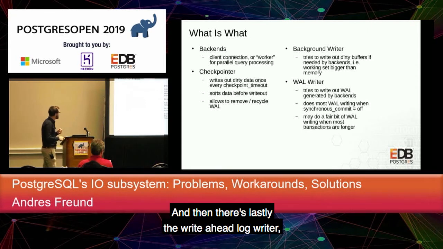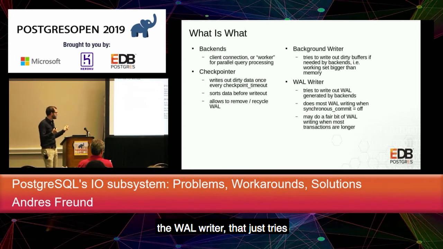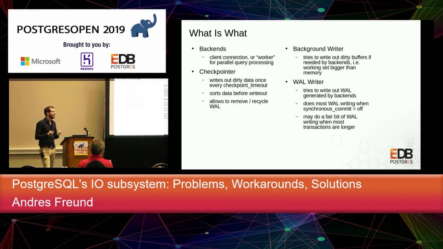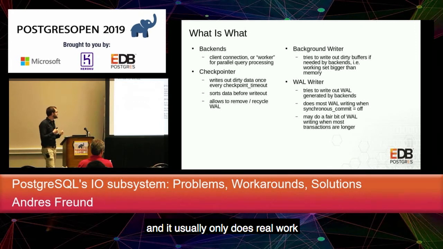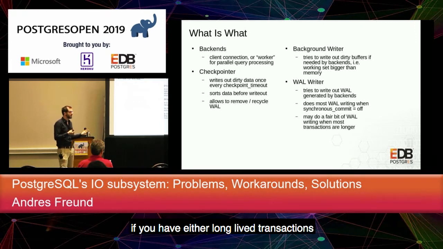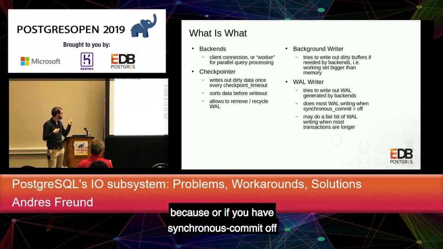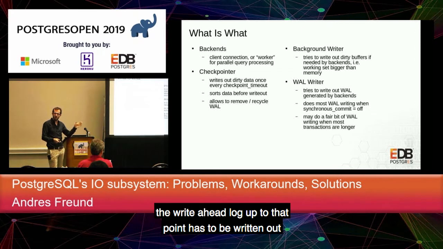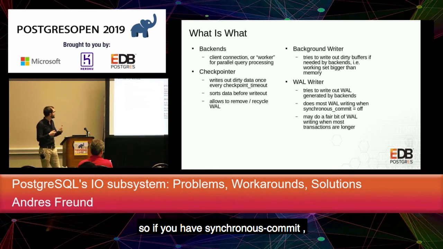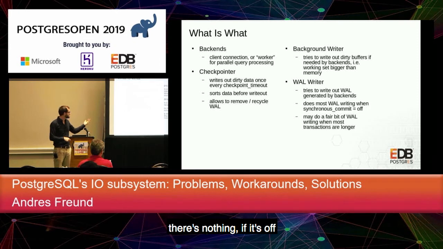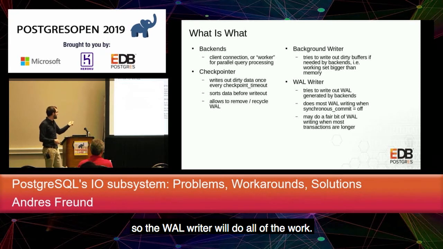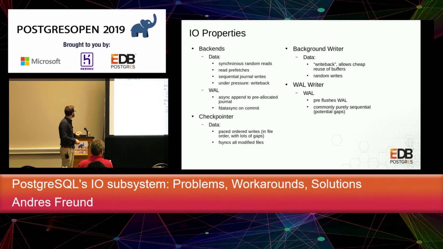And then, lastly, there's the write-ahead log writer, the WAL writer, that just tries to write out the write-ahead log that other backend connections write, and it tries to do so ahead of time. It usually only does real work if you have either long-lived transactions, or if you have synchronous commit off. Because every time you commit, or for certain other operations, the write-ahead log up to that point has to be written out. So if you have synchronous commit set to off, then there's nothing forcing data to be written out at commit time, so the WAL writer will do all of the work.